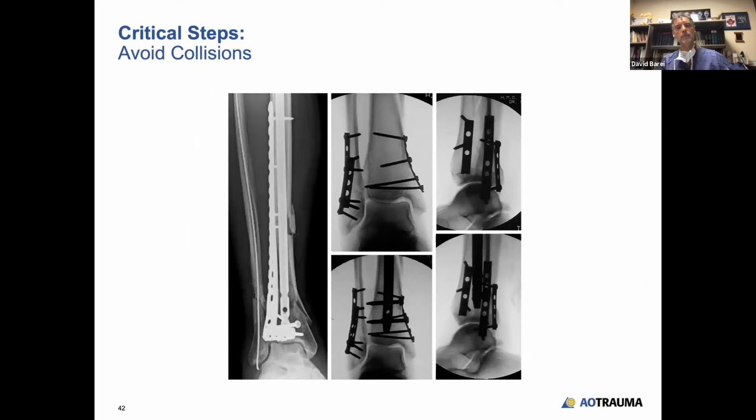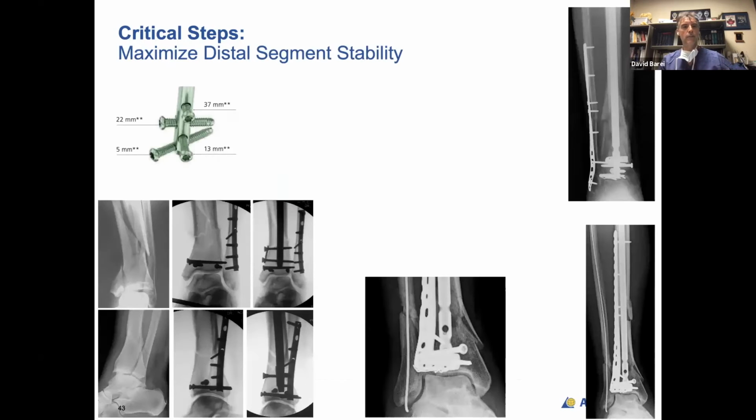Avoid collisions. You just have to be careful where you put your screws and really get things out of the way of where the nail is going to go. Whether that's using unicortical screws or careful radiographic planning, seeing where your implants need to go and understanding where your nail is going to go, it's critical that you avoid these collisions, or else you're going to be in for a bad afternoon.